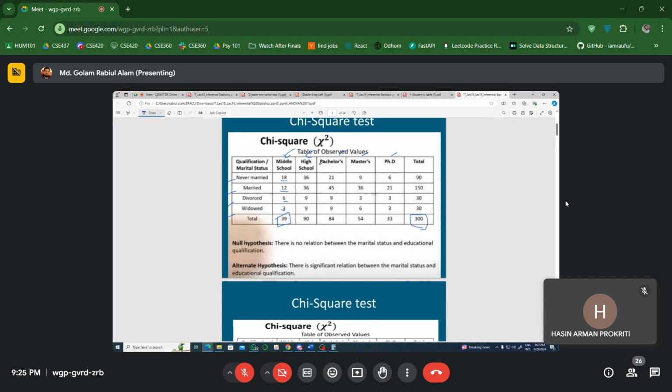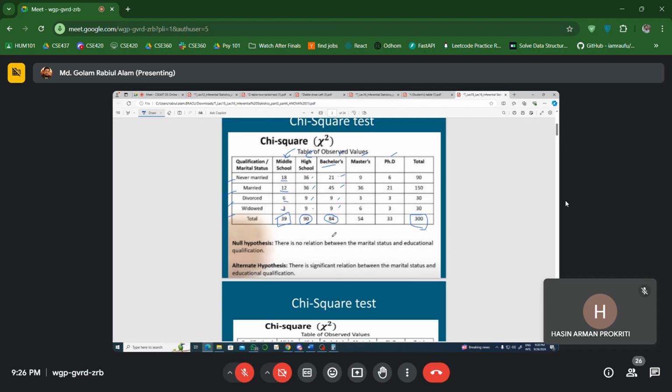And then for high school, we have collected the data from 90 people, and out of the 90, never married is 36, and married 36, and 9, and 9. For the bachelor's case, out of 84 people, we found never married 21, and then married 45, and then 9 and 9. Okay, and for the master, these are the values. We have collected the data from different groups of students of different schools and maybe universities to prove our hypothesis.